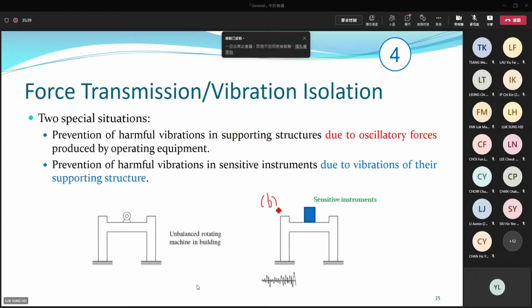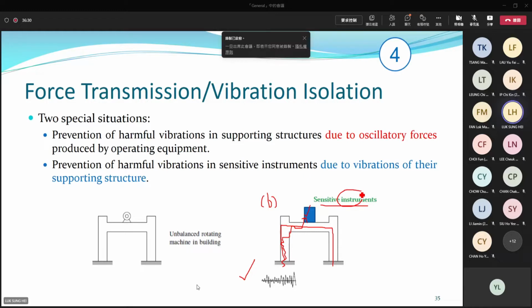Second, case B. Case B is talking about another scenario. It's not talking about force. It's talking about the ground acceleration again. Suppose we have the same problem. We have a structure. On this structure, there's one very sensitive piece of equipment. We don't want this instrument to be affected by the environment. But unfortunately, there may be some movement of the ground due to heavy vehicles, earthquakes, or any human activities. When the ground moves, this movement may be transmitted to the structure and then to the instrument. This ground movement will affect the performance of this very sensitive instrument.